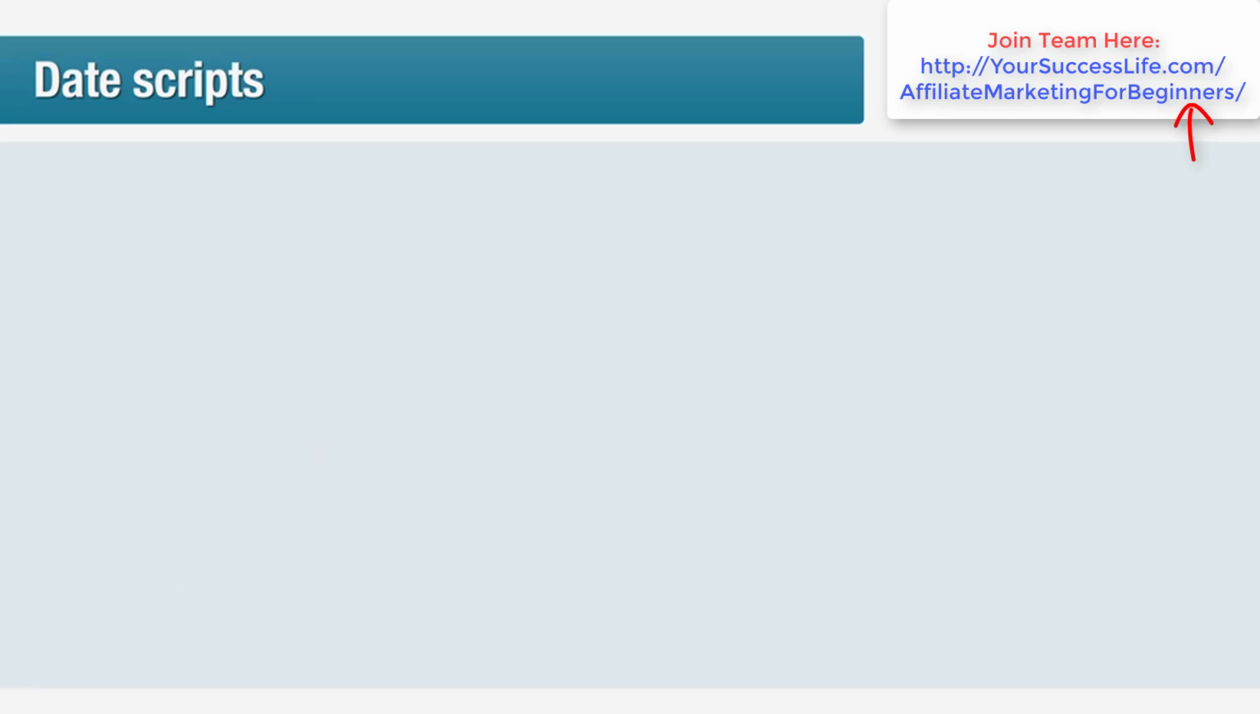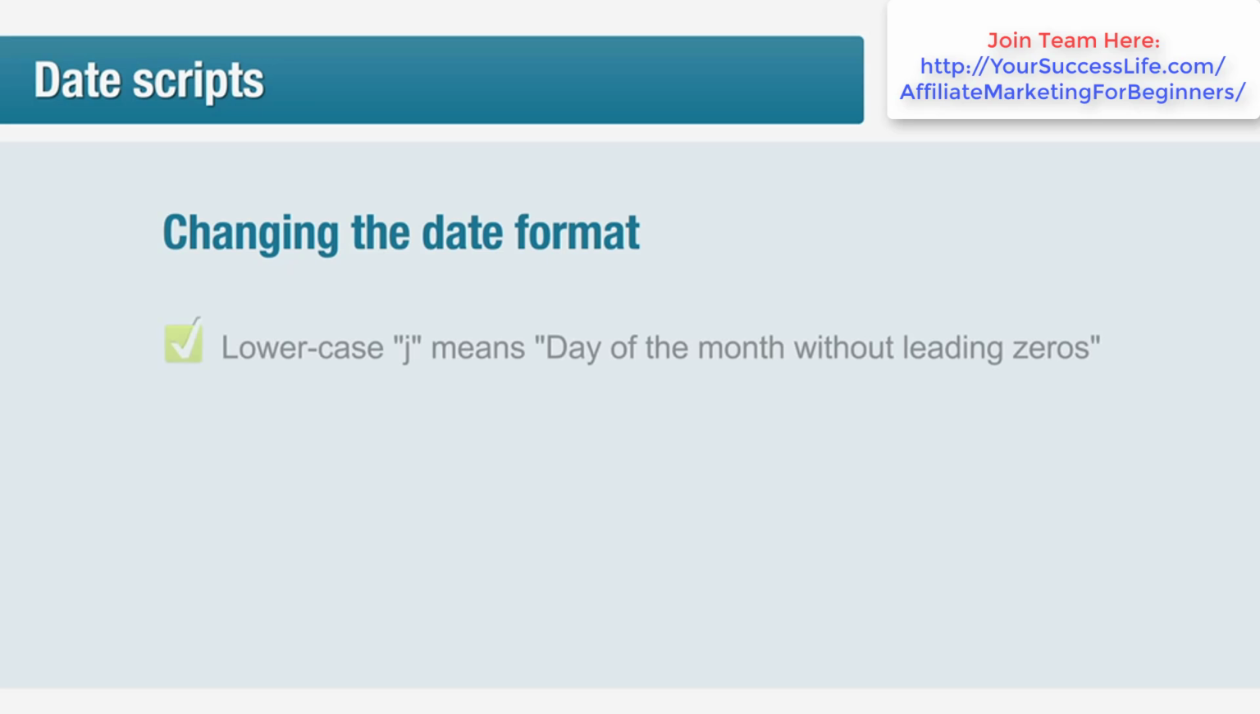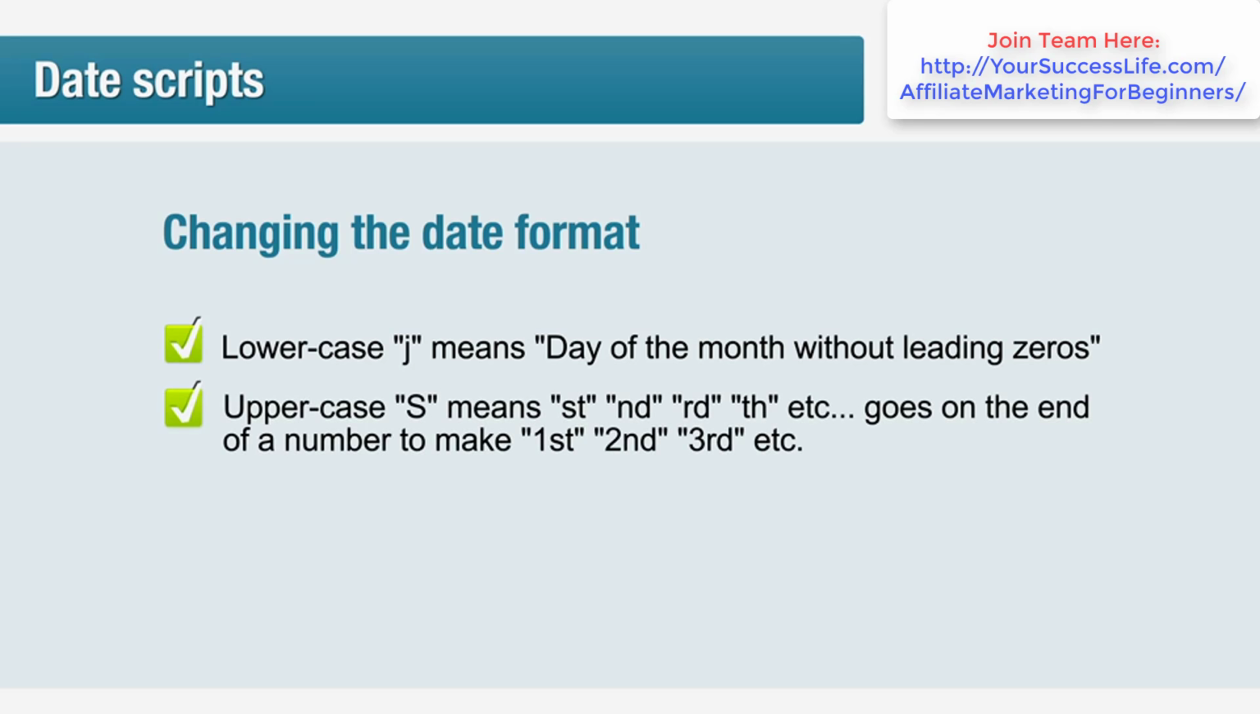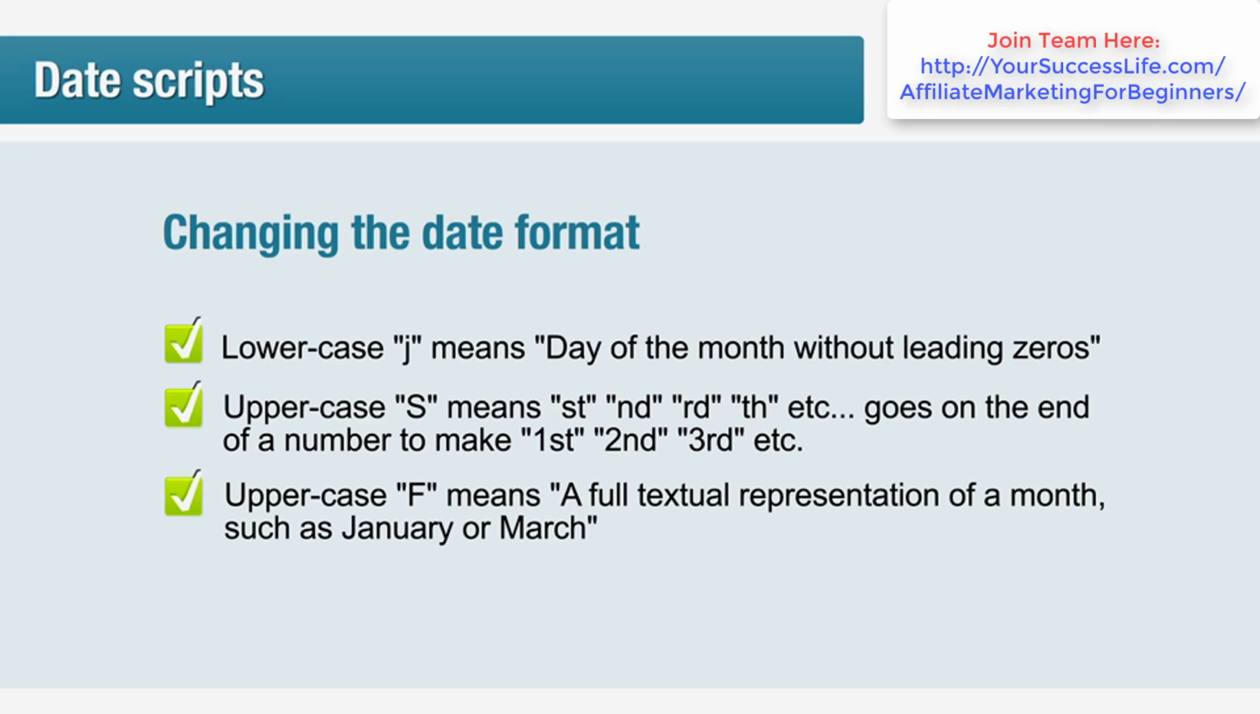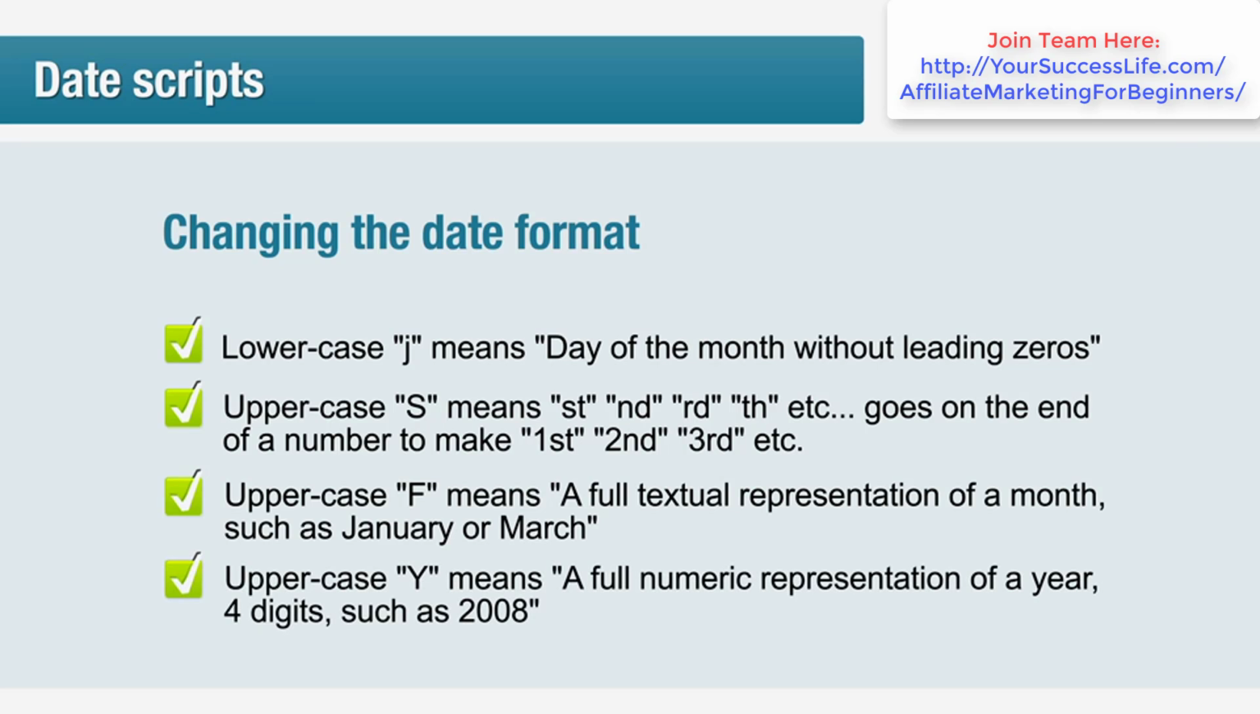Changing the date format. In the above snippet of code, the letters j, S, F, and Y determine how the date displays. Lowercase j means day of the month without adding zeros. The uppercase S refers to the "st" part of first and the "nd" part of second, third, and fourth, etc., and that goes on the end of a number to make first and second. Uppercase F means a full textual representation of a month, such as January or March. And uppercase Y means a full numeric representation of a year, 4 digits, such as 2008.